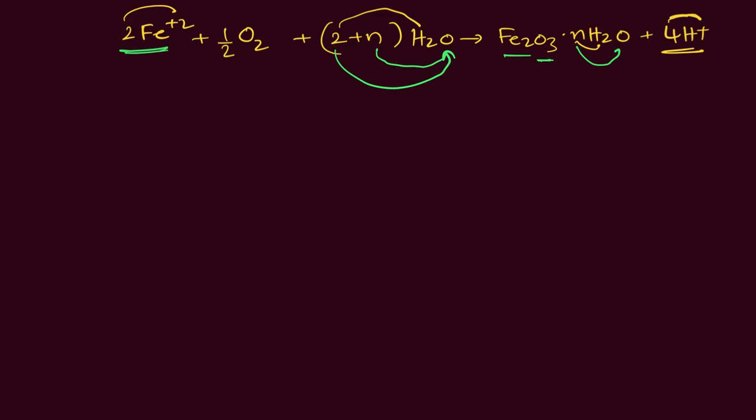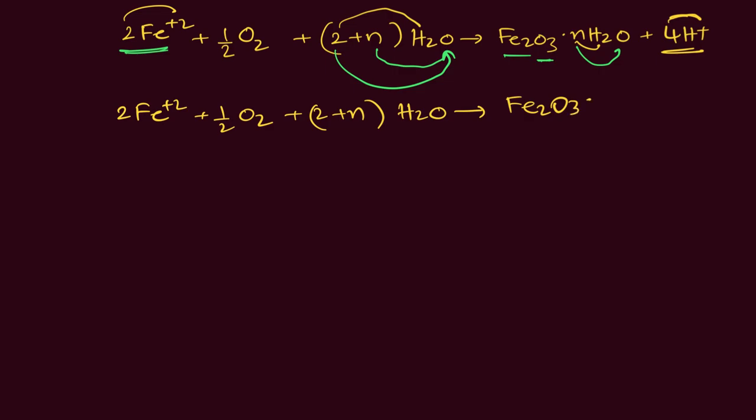So this is an equation. So once again I am writing this equation, that is 2Fe plus 2 plus half O2 plus 2 plus NH2O. This will be converted into Fe2O3 dot NH2O plus 4H plus. This equation and the first equation, this is the second equation.